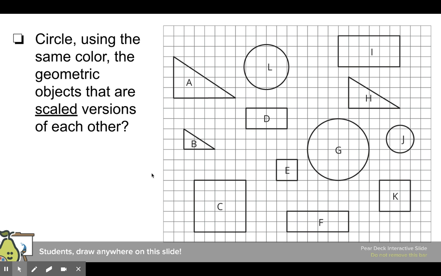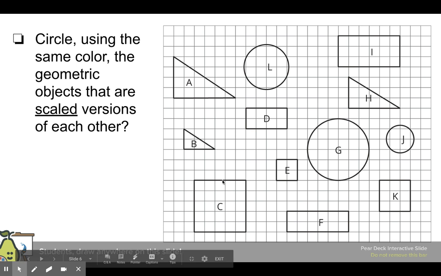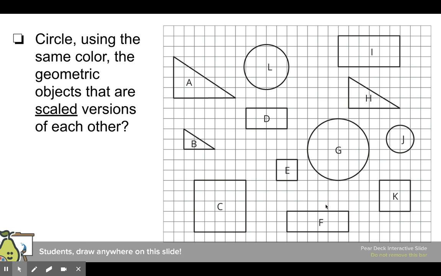The next set of scale copies that we have are actually three of them. The square C, square E, and square K are all scale copies of each other. C, E, and K are all square copies of one another. And then, last but not least, rectangle D and rectangle I are scale copies of each other. So we have A and B, C, E, K, and D and I.